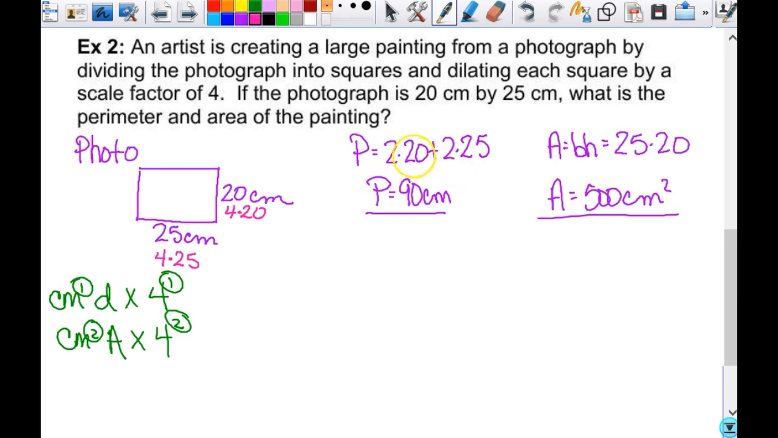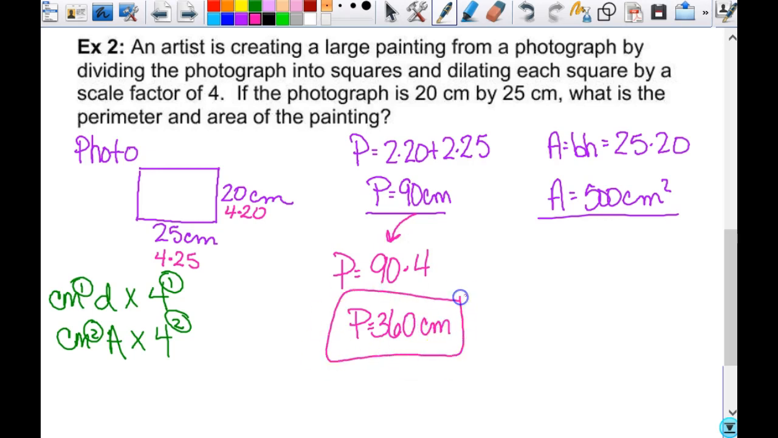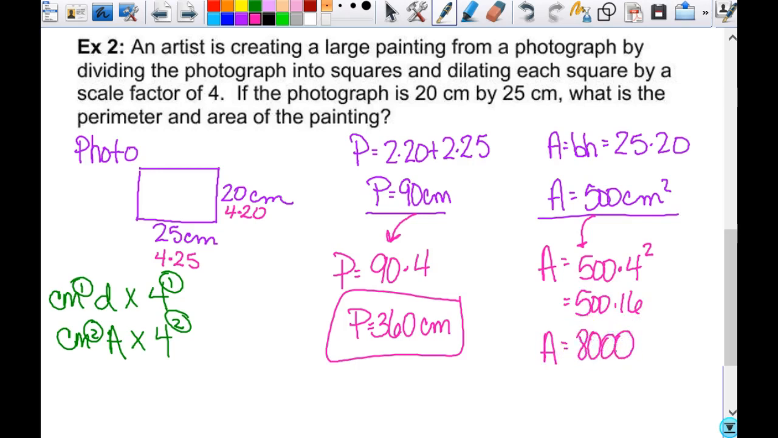So if you have the perimeter and the area, then to find the perimeter of the painting, it's 90 times what? 4, because the 90 is coming from there. And then that means the perimeter is 360 centimeters. Then to find the area, I use the 500, but it gets multiplied by 4 squared because it's area, so it's 500 times 16. So that is 8,000 centimeters squared.